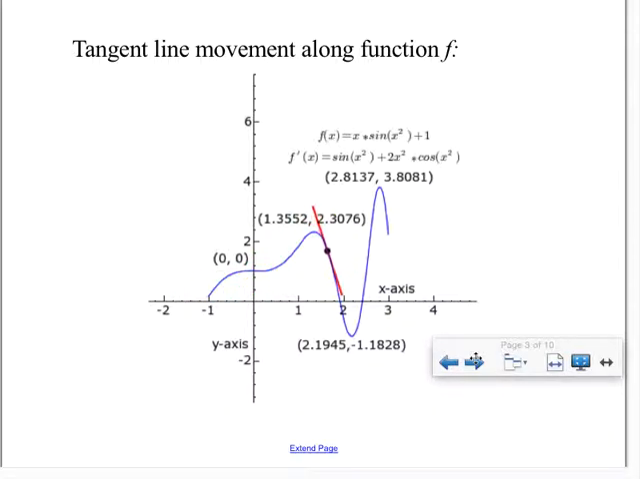So the tangent lines tell us a lot. What are the slopes of all the green lines? Positive, negative, or zero?